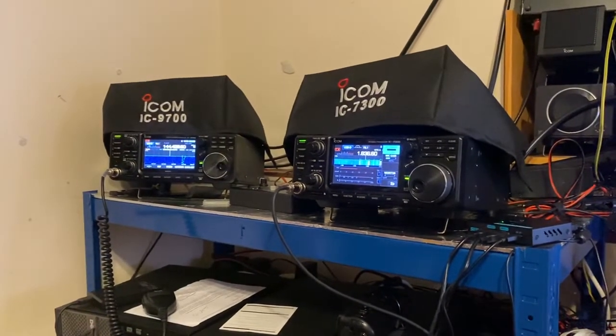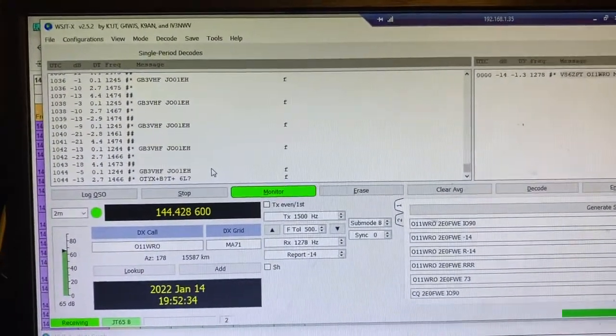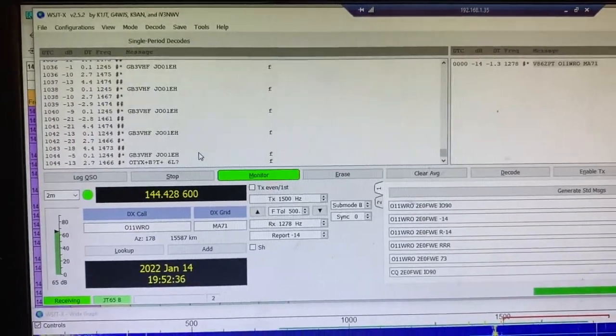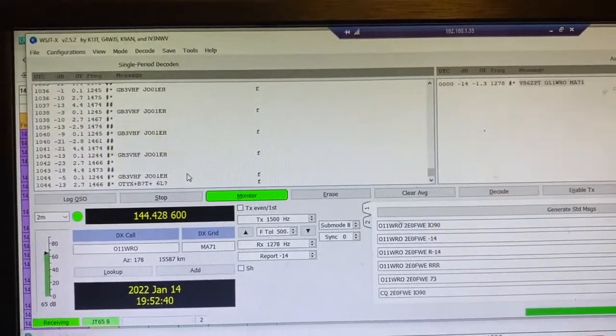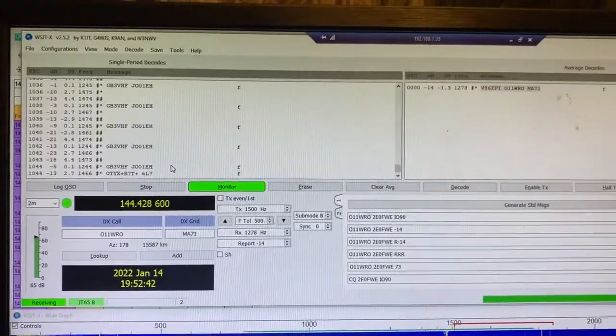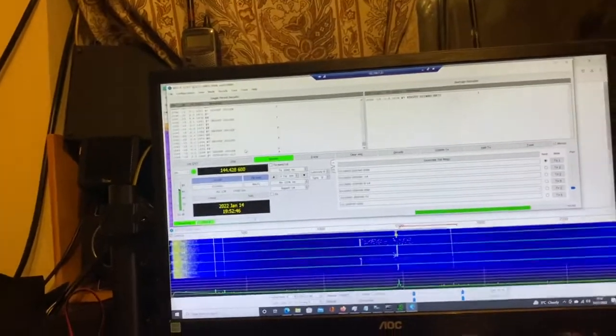So if you can recommend a way I can get data out of WSJT-X into some kind of, I don't know, syslog event. I know it does have a UDP interface, but I don't know how to interface to that. I'd appreciate any comments or recommendations on how to do that.